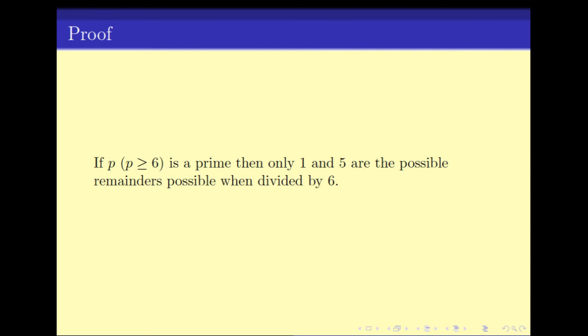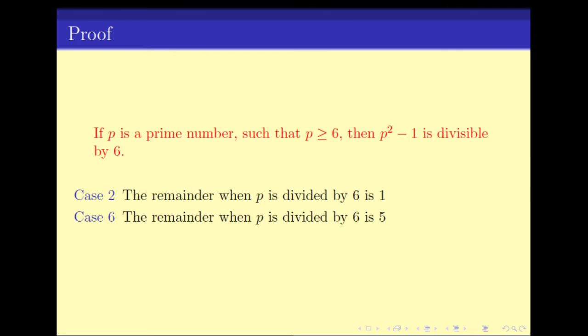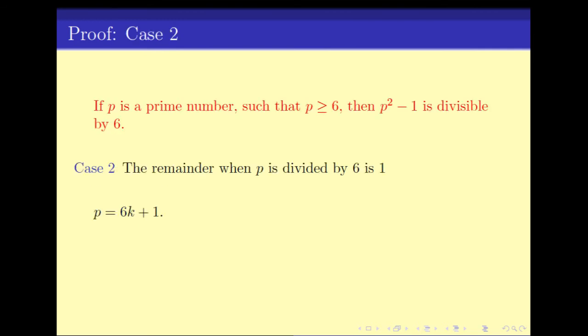So in other words, we are left with two cases: when P has a remainder 1 when divided by 6, and when it has remainder 5 when divided by 6. Now we prove these two cases one by one. So case 1, remainder 1 when divided by 6, hence P is of the form 6k plus 1.